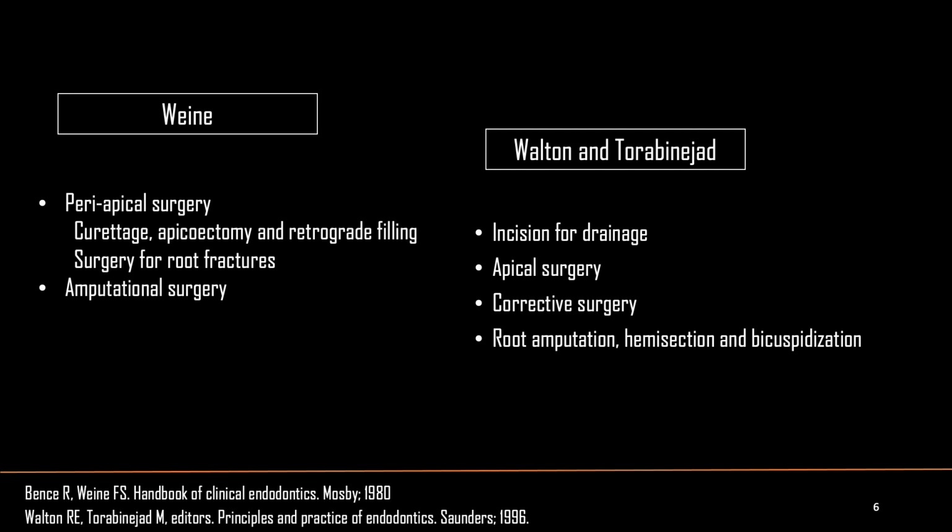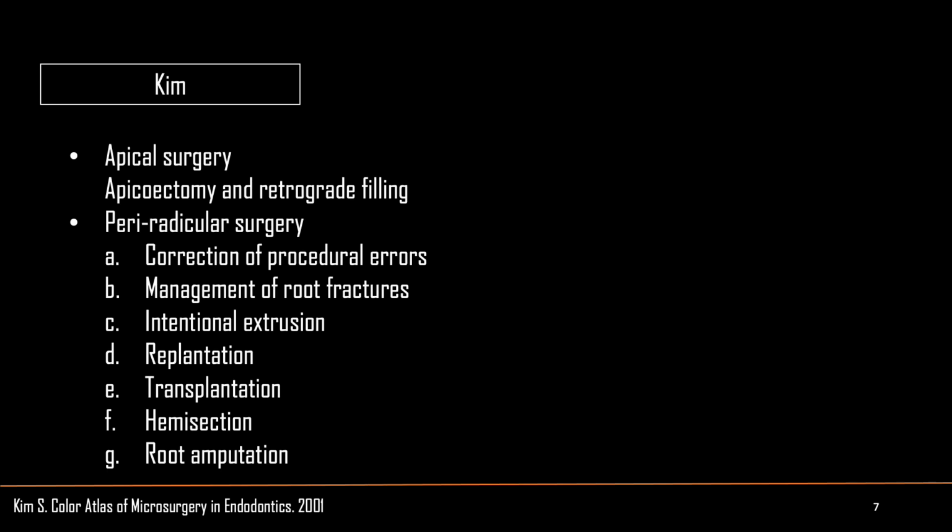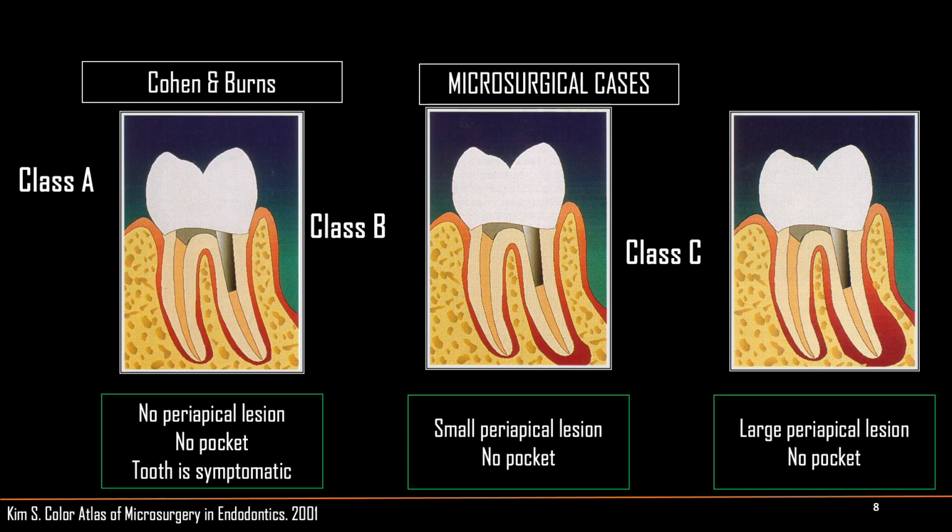Wayne and Walton and Torabinejad have also put forth a classification for these endodontic surgical procedures, as the slide would depict. According to Kim, endodontic surgery is again classified as apical surgery, apicoectomy and retrograde filling, periradicular surgery, correction of procedural errors, management of root fractures, intentional extrusion, replantation, transplantation, hemisection and root amputation.